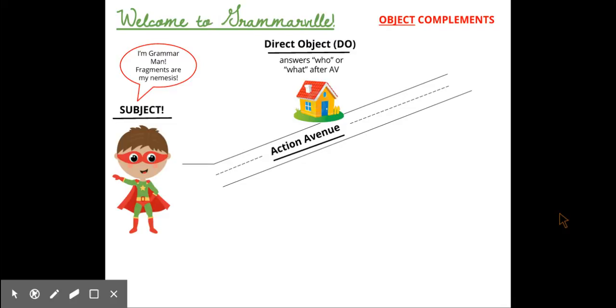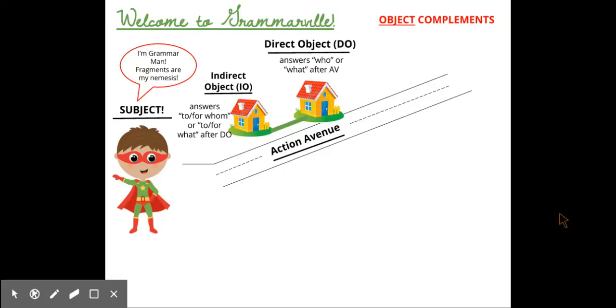If he's in the direct object house, he could take that little grassy path on over to indirect object house. And those answer to or for whom, or to or for what, after your direct object. So again, if we're thinking about the way a sentence looks, you usually have subject, then a verb, then a direct object. But if your sentence happens to have an indirect object, your indirect object comes in front of your direct object. And we'll do some sentences in a minute to show you that.